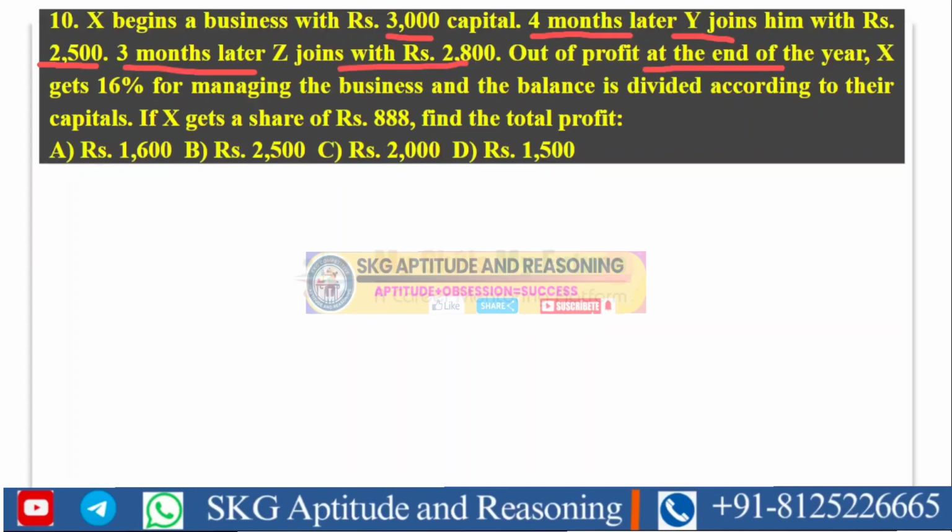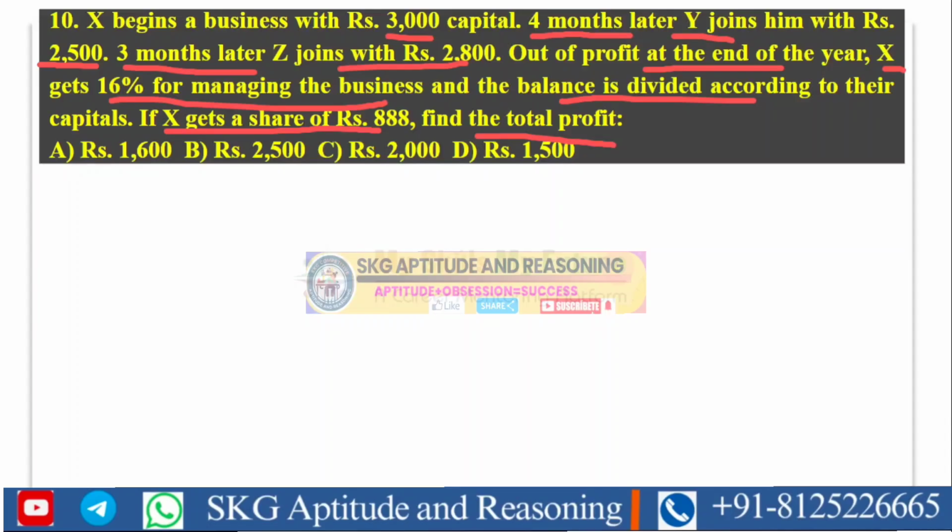At the end of the year they got some profit. Here X is getting 16 percent for managing the business. Only X is the working partner managing the business, and Y and Z are not active partners here. So X gets some extra amount for managing the business, and then the balance is divided according to their capital ratio. If X gets a share of rupees 888, then find the total profit.